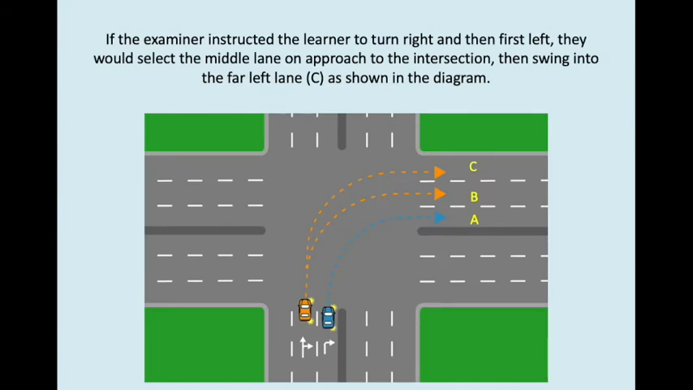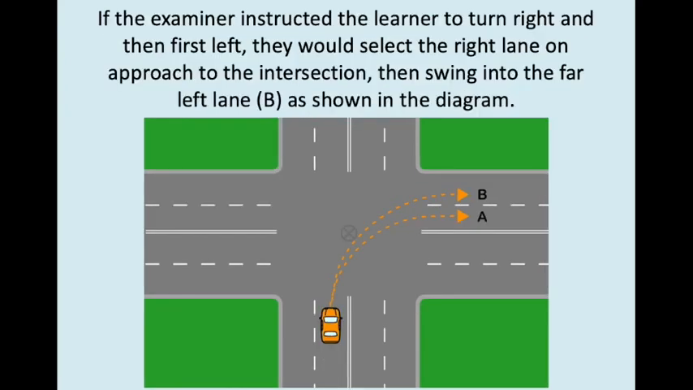If the examiner instructed the learner to turn right and then first left, they would select the middle lane on the approach to the intersection, then swing into the far left lane, lane C, as shown in the diagram. If the examiner instructed the learner to turn right and then first left, they would select the right lane on the approach to the intersection, then swing into the far left lane as shown in the diagram.